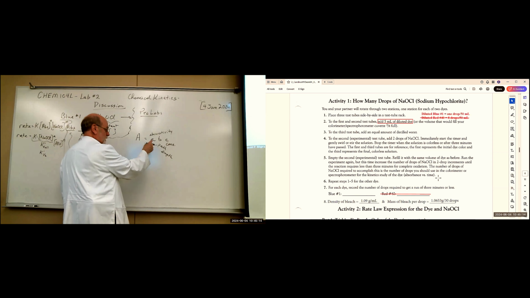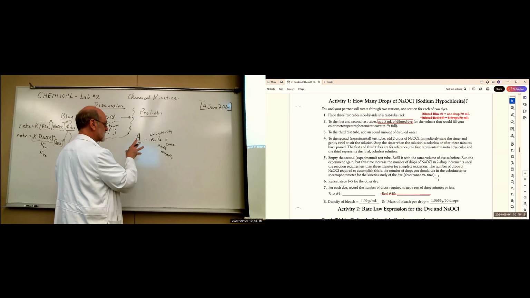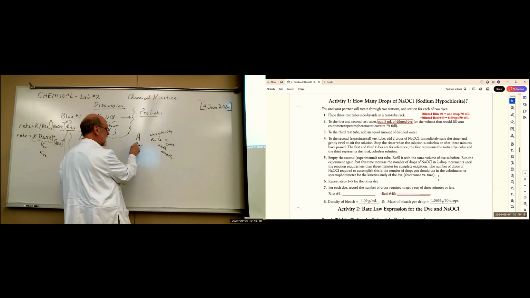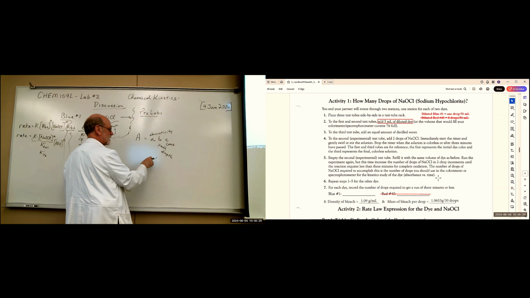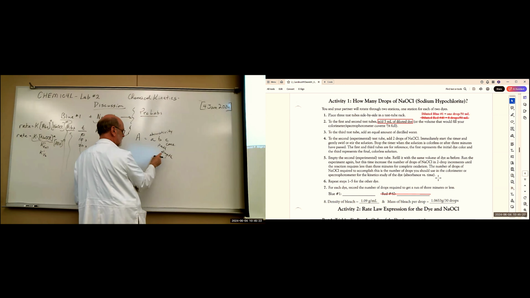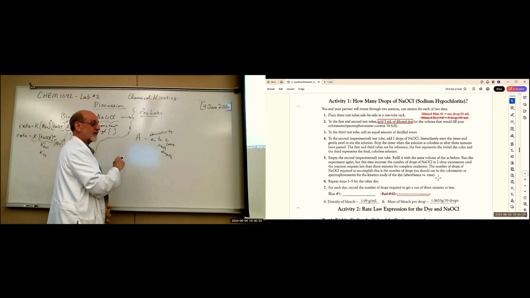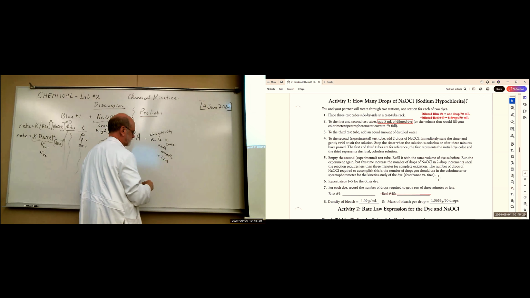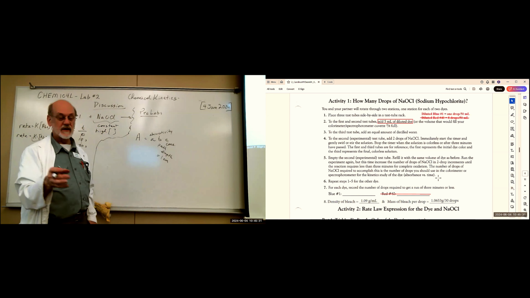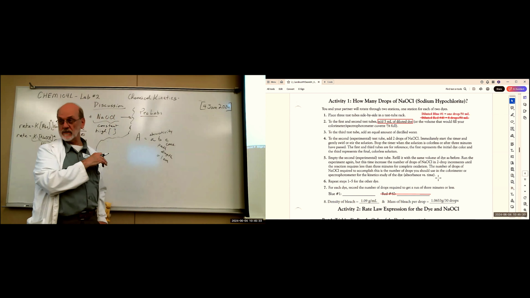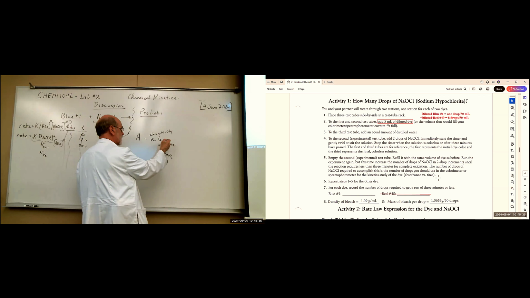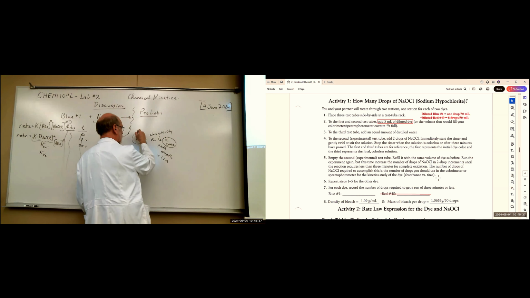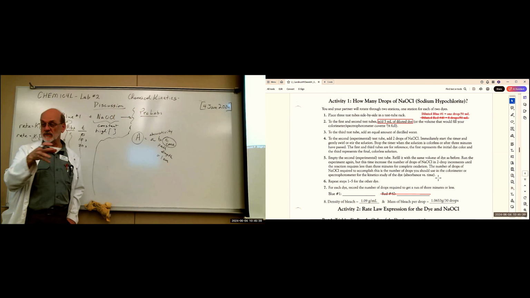Now, we don't have to know this. What this tells us is that absorbance responds linearly to both concentration and path length. Path length is going to be constant. The path length is 1 centimeter, so that's not going to change. The absorptivity is the same also. So the only thing that varies is concentration. So we're using absorbance as a measure of concentration.